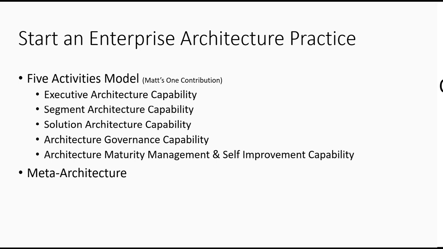So you need an executive architecture capability, you need a segment architecture capability, or domain architecture capability if you wish, a solution architecture capability. That's your first 3. Then you need governance to tie it all together, and then you need a maturity management and self-improvement capability, and those last 2 become portions of your architecture management. The large portion of it. There's a few other things, such as outreach and promotion.